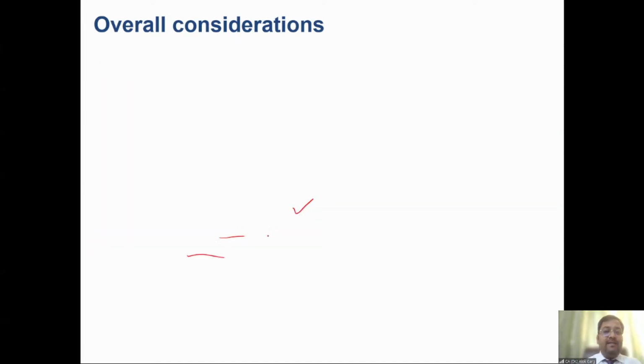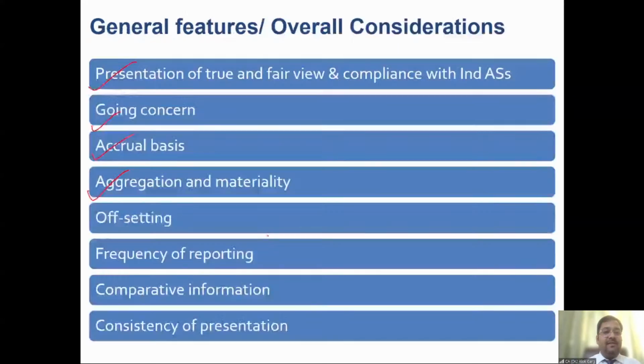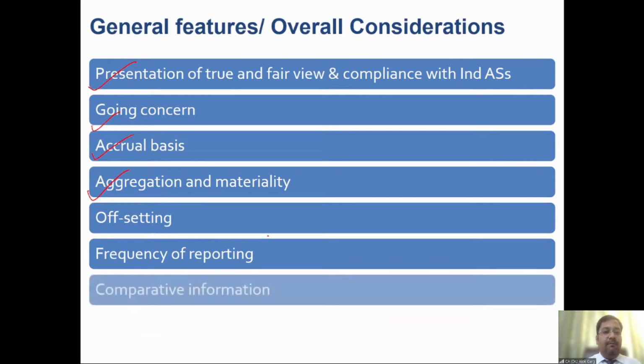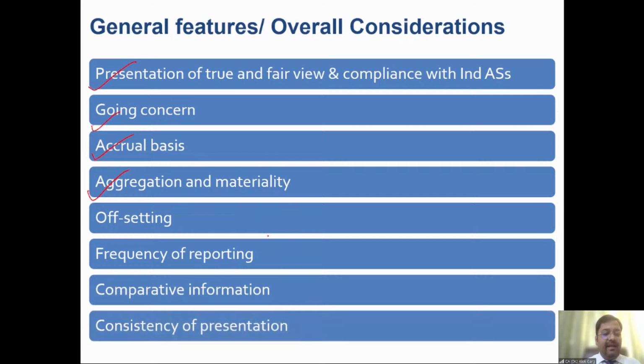Offsetting. So friends, how many key features have we discussed so far? We have discussed presentation of true and fair view and compliance with Ind AS. Going concern is one of the key features. Accrual basis, aggregation and materiality. Then we have discussed consistency of presentation, right? Now we are going to discuss offsetting. What is meant by offsetting?